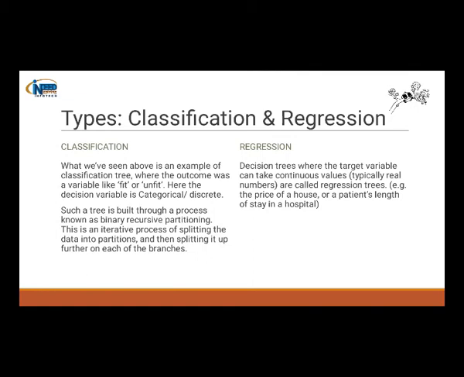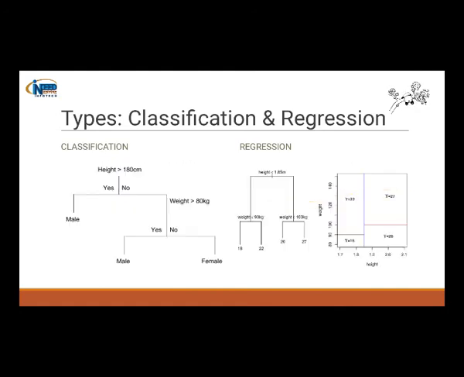When we talk about regression, the decision trees where the target variable can take continuous values, typically real numbers, are called regression trees. For example, we have the price of a house or a patient's length of stay in the hospital. So when we have the example of the price of a house, the price of the house can never be only 10 lakh, 15 lakh, or 20 lakh. It can be more than that or less than that. We cannot predict that.